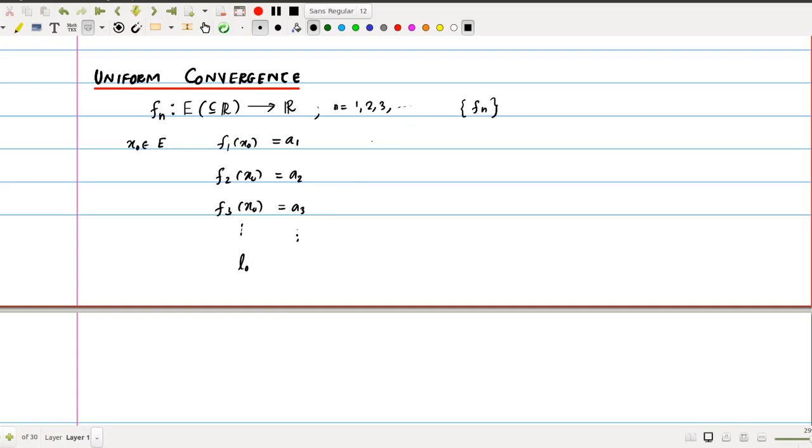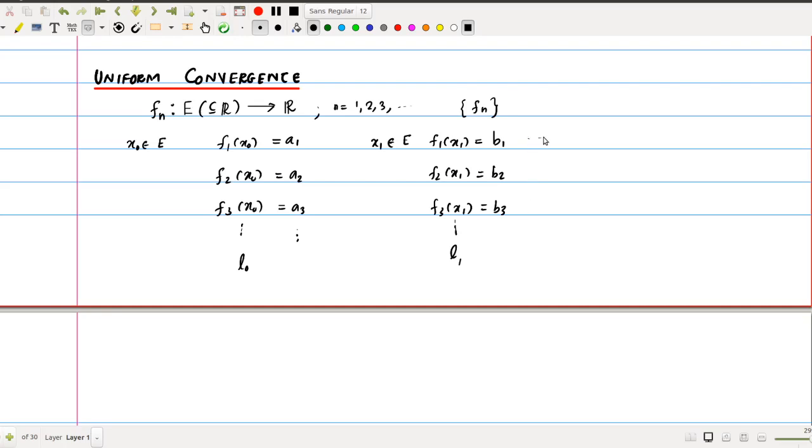Now we take another element x1 from E and consider the real numbers f1 of x1, f2 of x1, f3 of x1, etc. So corresponding to x1, we can construct a sequence of real numbers. This may not be the same as the previous sequence, so we denote it as b1, b2, b3, etc. Suppose again that this is also convergent, so we can get a unique limit, say L1.